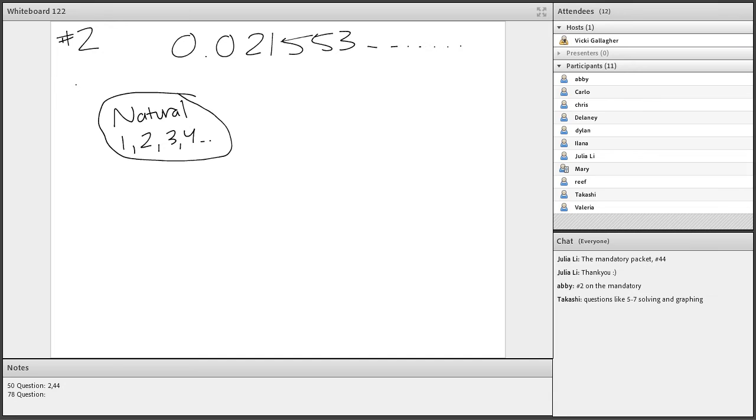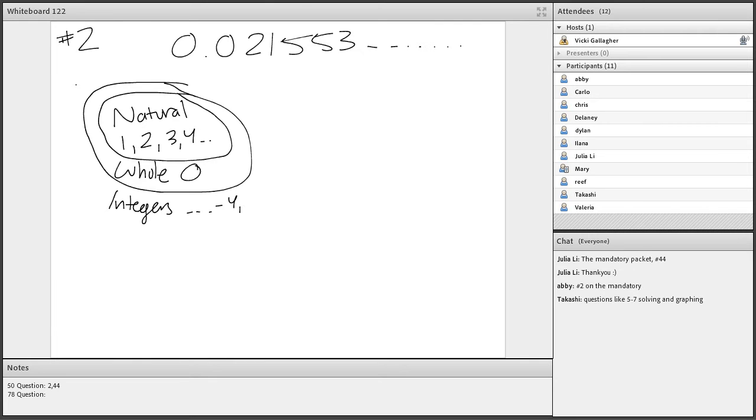All right. After natural numbers, we have whole numbers. And whole numbers are just all the natural numbers plus the number 0. So if we started counting at the number 0 instead of at the number 1, now we're talking about whole numbers. The next set after that is integers, and integers adds in negative numbers. So -4, -3, all the negative numbers. So if we also start including negative numbers, now we have integers.